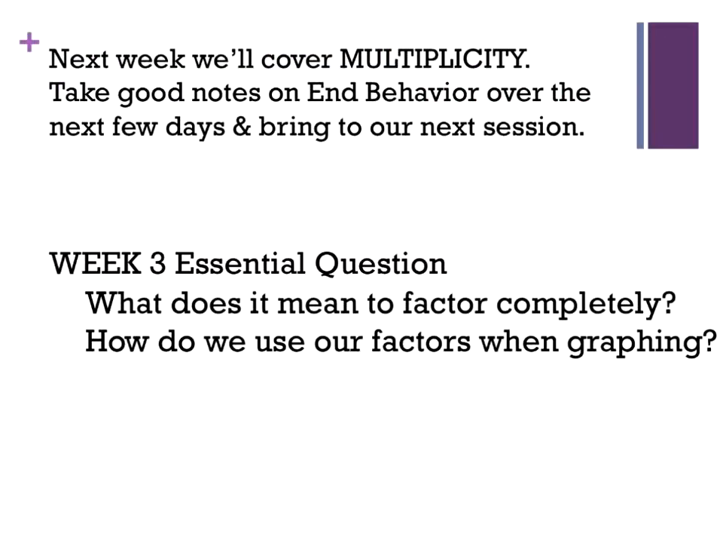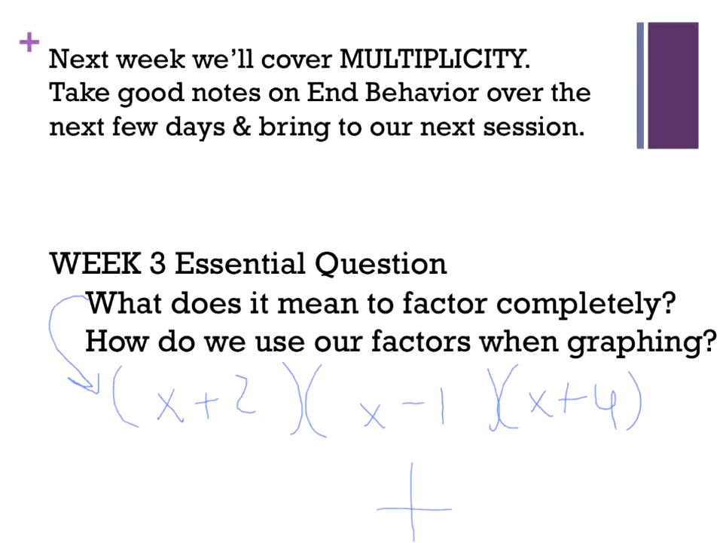So let's come to the essential question for the day. And again, if you're in person, yay, you automatically get your full points for being here in person, taking good notes. It's a good reason to be here. But I want to know, what does it mean to factor completely? And then how do you use your factors when graphing? Remember a couple of times I was showing you in parentheses, after you've factored completely, when we have x plus 2, x minus 1, x plus 4, that's factoring completely. But how did I know I factored it completely? And then what do I do with these to turn it into a graph? We talked briefly about that. What do you do with these factors to put it on the graph?